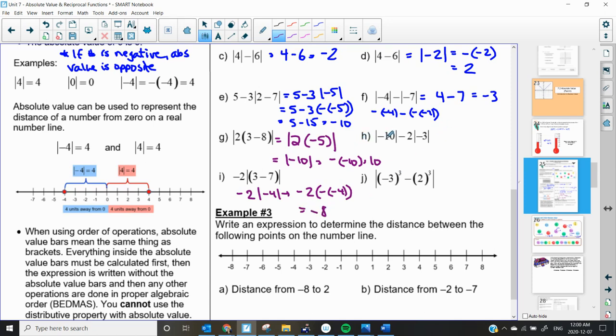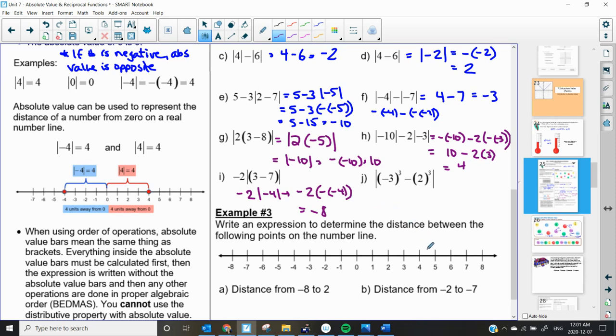Now taking a look at h here, we have the absolute value of negative 10 minus 2 times the absolute value of negative 3. We have this tendency to want to look at the negative 2 and the negative 3 and multiply them and say, oh, that's positive 6. But the absolute values, again, are different than brackets, so we can't just multiply through. We start off by evaluating our absolute values. So here I have a positive 10 minus 2 times 3, which gives me 10 minus 6, which will be 4.